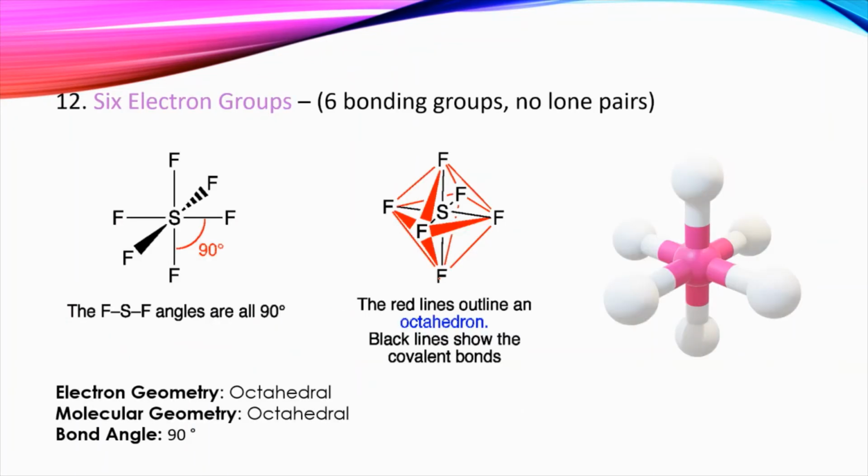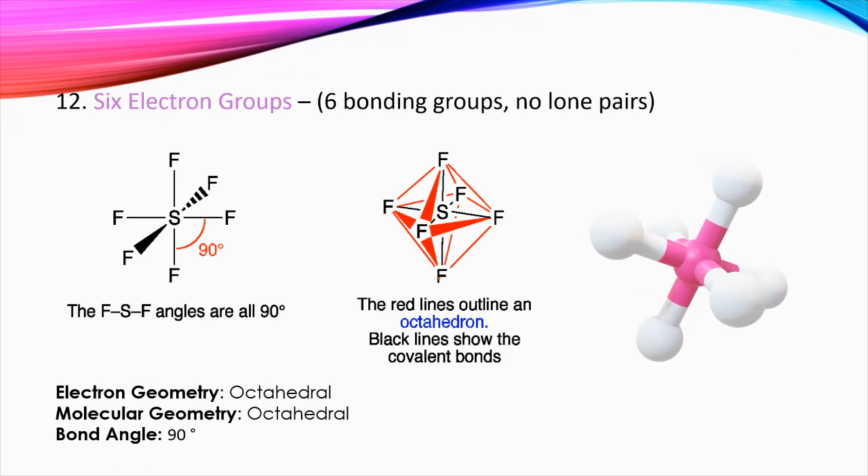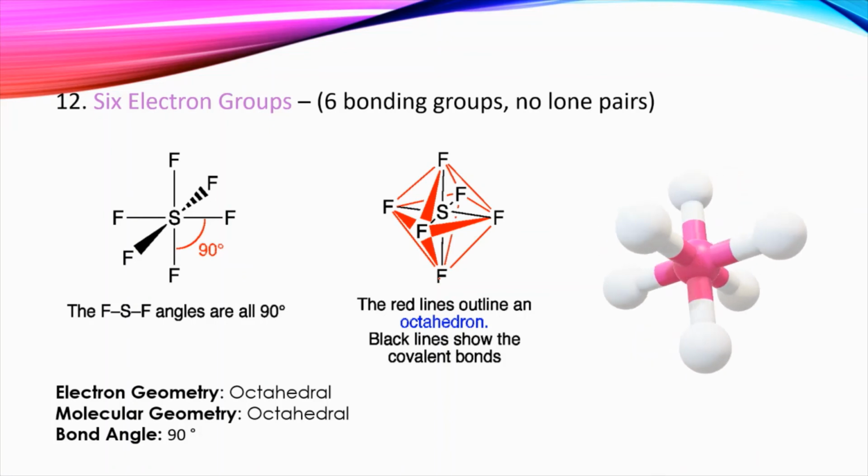So the next one is 6 electron groups, all of them bonding, no lone pairs. You can see SF6 here. The electron geometry is octahedral, so is the molecular geometry.